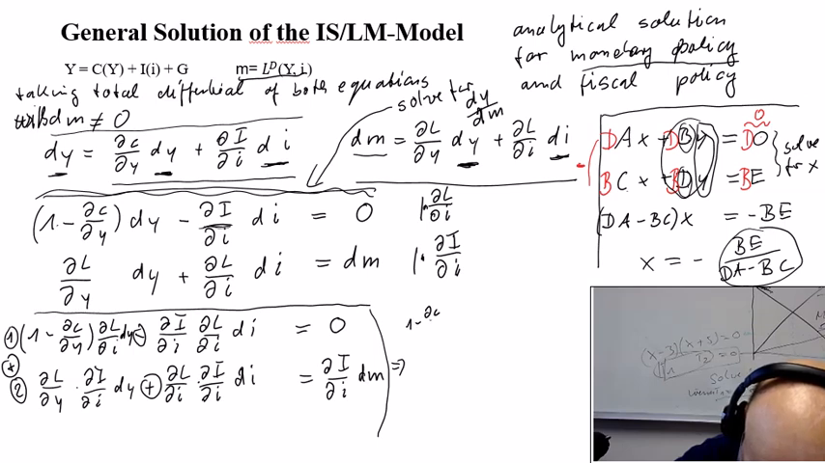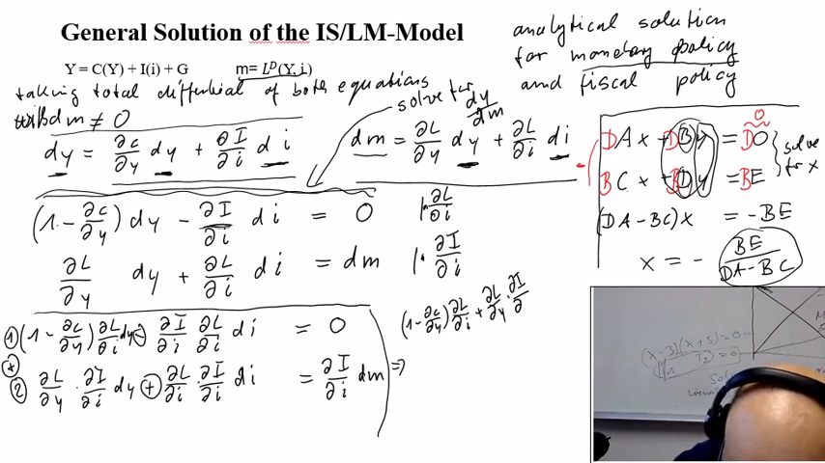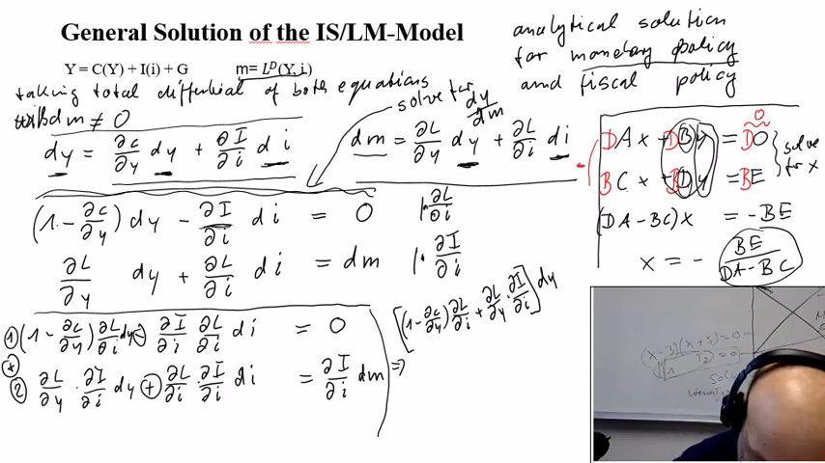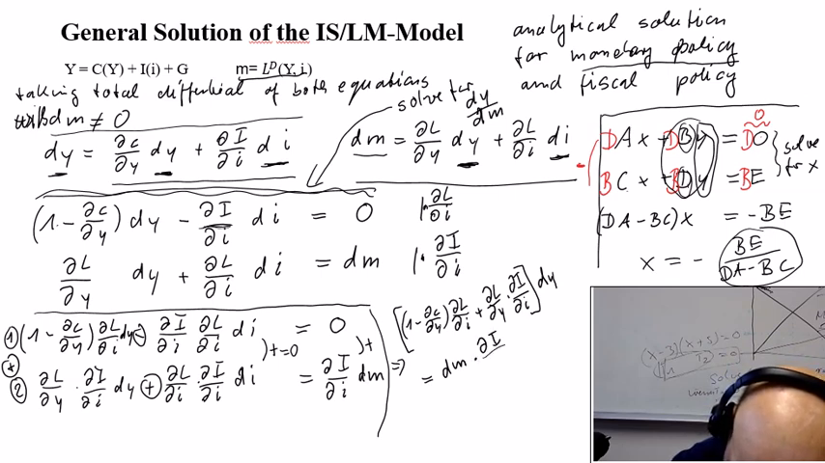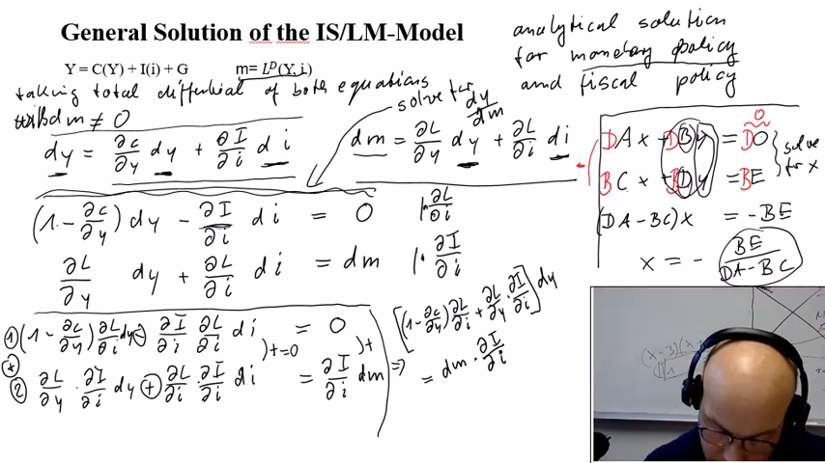1 minus dC dY times dL dI plus dL dY times dI over I times dY. This one, if we take plus, cancels just out, and here also plus equals dM times dI over I.